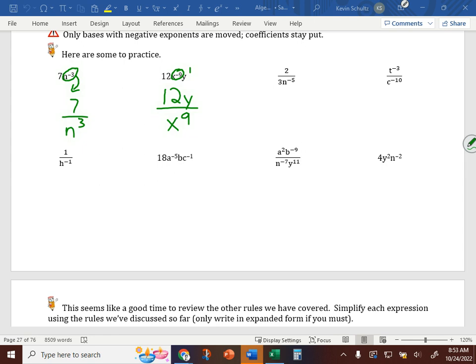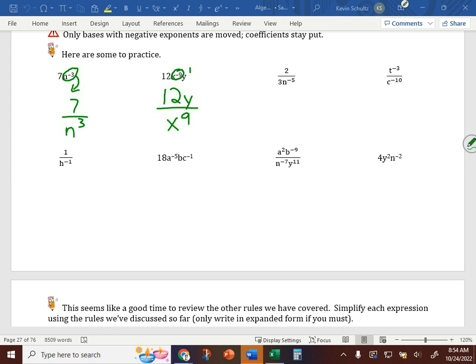What about the y, though? No. If it has a 0 above it, it is a 1. If it has a 1 above it, it is legitimately there. We do have a y. Okay, we do have a y. Well, again, a lot of rules, right?